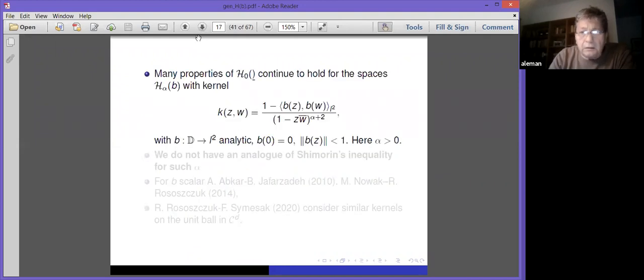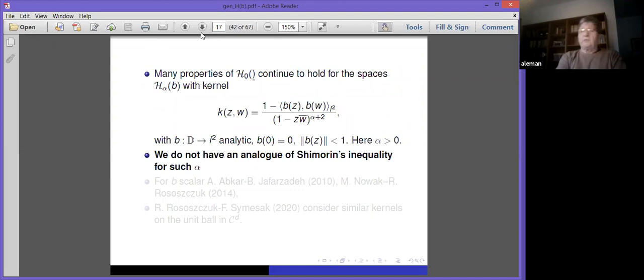This is H0 B. Many properties continue to hold for the spaces H alpha of B, where I'm using a different Bergman kernel, a weighted Bergman kernel. Alpha in general should be bigger than -1, but most of the results are valid for alpha greater or equal to 0. Now, one thing that's happening with alpha greater than 0 is the lack of an operator inequality. So we cannot characterize, at least I cannot characterize, these kernels with an operator inequality.